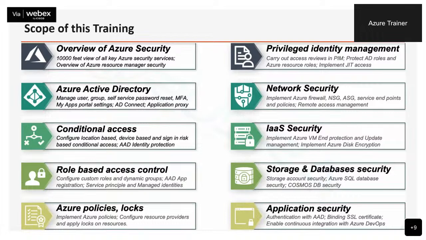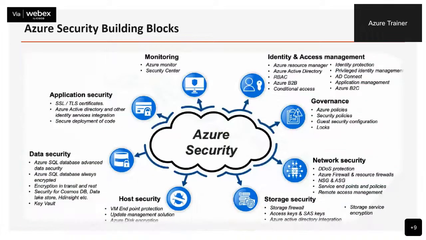Now you will be able to see how security is configured in a real-time scenario. What topics come up in each category? You can see it on the cloud security side, starting with Azure security, and identity and access management. So the first module we are going to discuss is identity and access management.